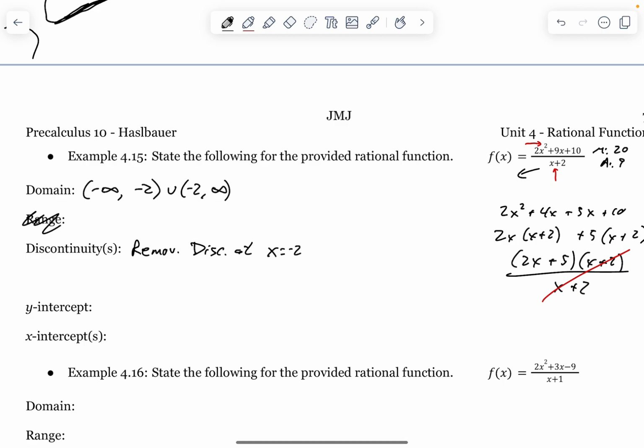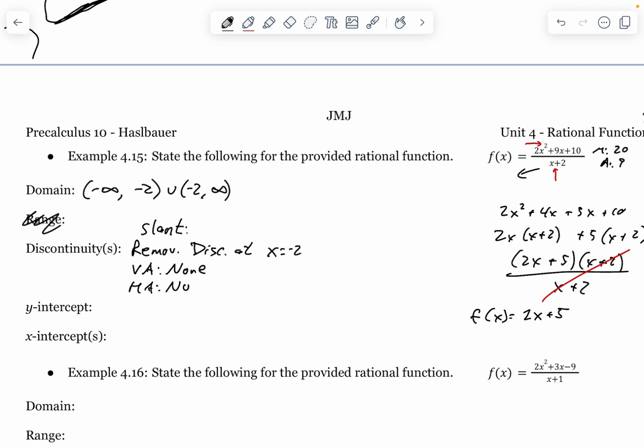Great. Is there a vertical asymptote? No, because I no longer have a denominator. My function reduces to just 2x plus 5. Do I have a horizontal asymptote? Also no, because the degree of the numerator is greater than the degree of the denominator. Do I have a slant asymptote? I'll write it up here. Yes, I do.